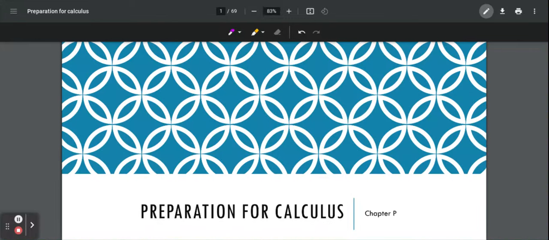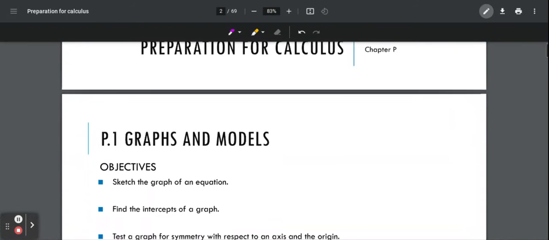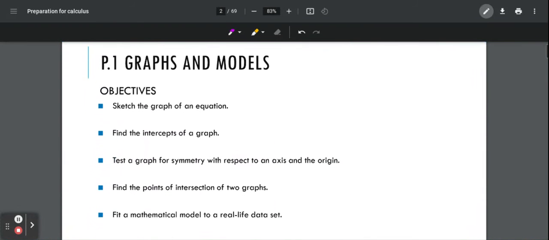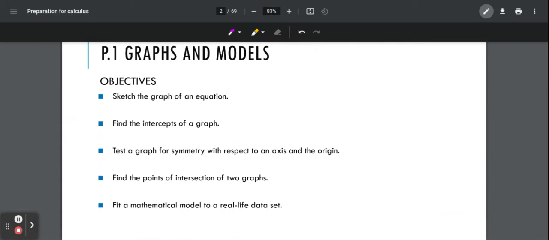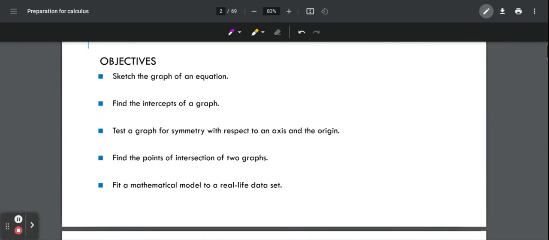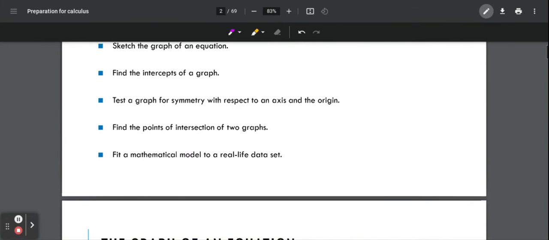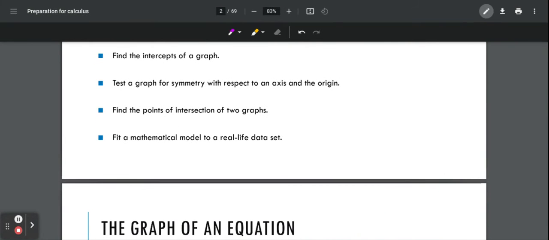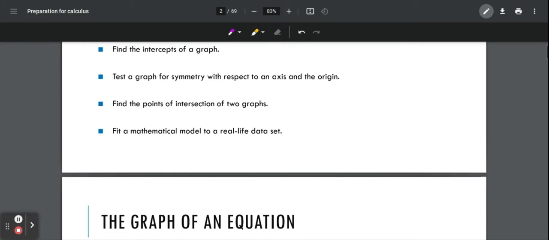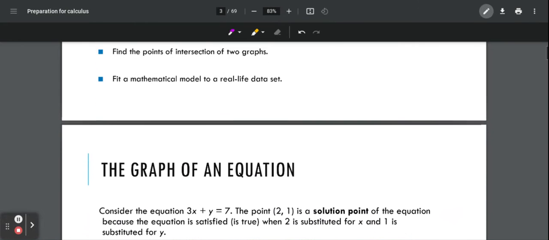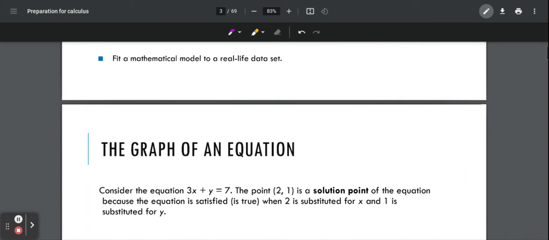All right, day one of calculus, preparation for calculus. So this first chapter is just taking a lot of the really important things we learned in pre-calc and recapping those for calc. So section one is graphs and models. We're going to remember and talk about sketching graphs of an equation, finding intercepts, testing for symmetry with respect to the axes and origin, finding points of intersection, and then fitting models to data sets using your calculators.